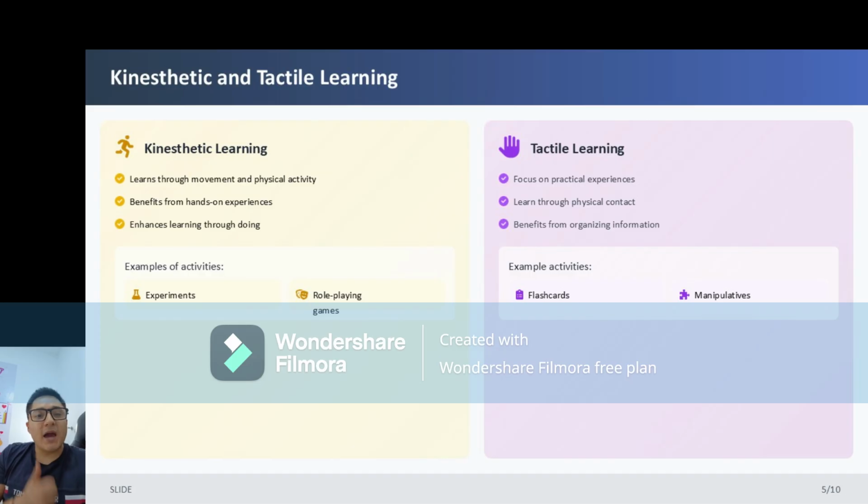Why is the VAKT model popular? There are other key styles that offer a more complete picture of how our learning works. The tactile style is a subset focused on physical contact. Tactile learners learn by manipulating objects and focusing on organizing information.